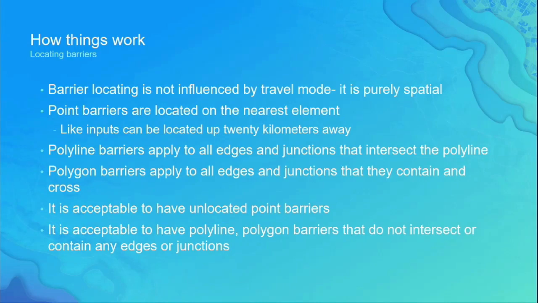Unlike stops, it's always acceptable to have unlocated point barriers. It's also perfectly fine to have polyline or polygon barriers that actually don't intersect anything. One of the reasons for that is you might be pulling your barriers down from a feature service, like Frank was. What if your mobile map package is for a clipped out area and you're pulling polygons from some online service? Those polygons might not intersect with anything in your network. And that's okay. Since they can't influence your network, we're just going to silently pass over them.